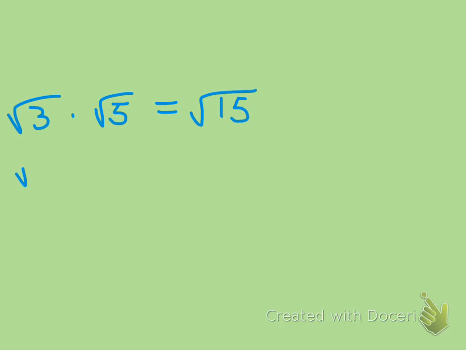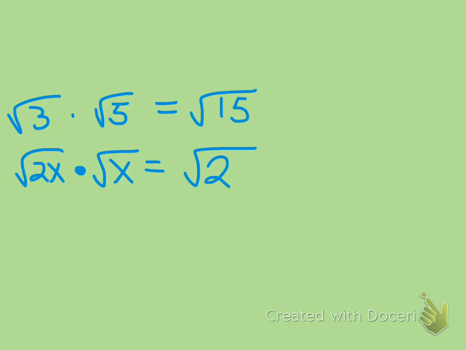So, for example, if I have the square root of 3 times the square root of 5, both of them have the same index of 2. So this is the square root of 15. If I have the square root of 2x and the square root of x, we're multiplying, so we're not adding this time. We have the 2, and an X and X make an X squared. Eventually, we will learn how to simplify that squared and the square root, but right now, we're leaving it like that.